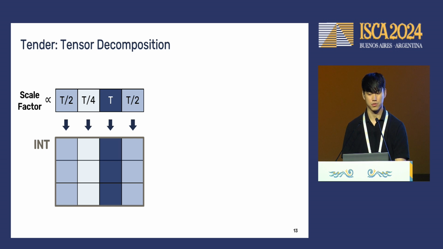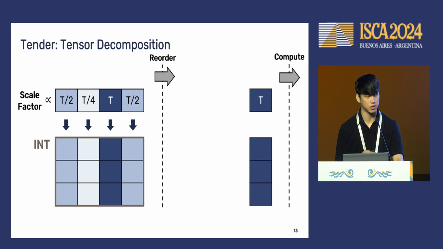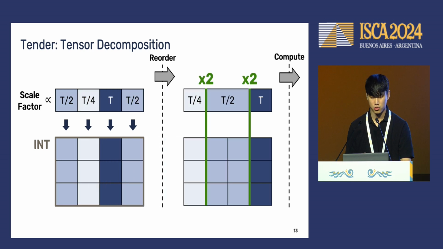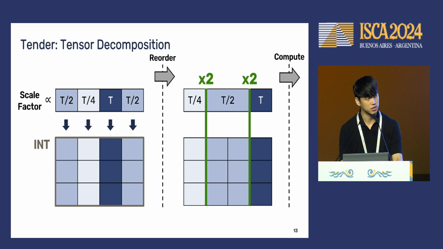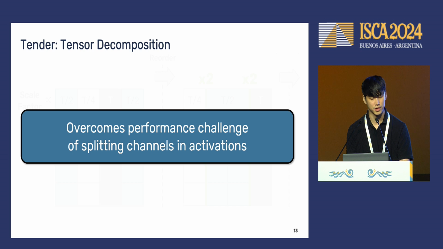Using the scale factors, we now quantize each column to an integer. Before computation, we reorder columns to ensure that columns with the larger scale factors are computed first. Since the ratio between adjacent scale factors is always an integer 2, rescaling is possible in the integer pipeline. Through the tensor decomposition algorithm, we can overcome the performance challenge of splitting channels and activations by performing the entire computation in the integer pipeline with rescaling.